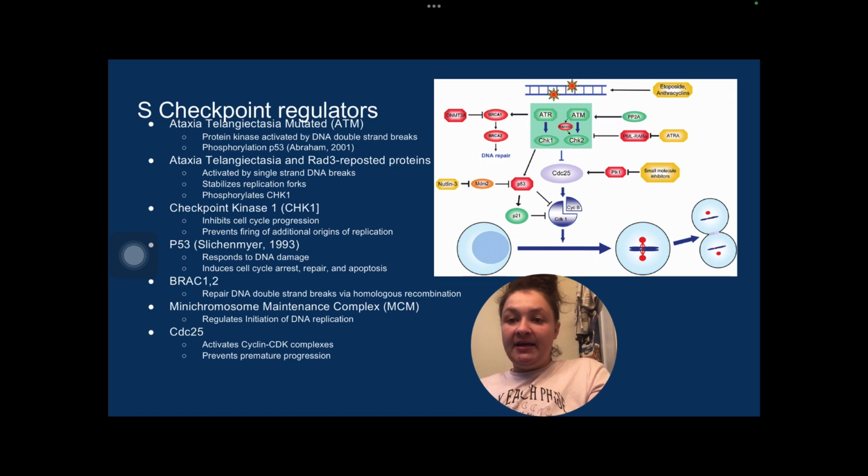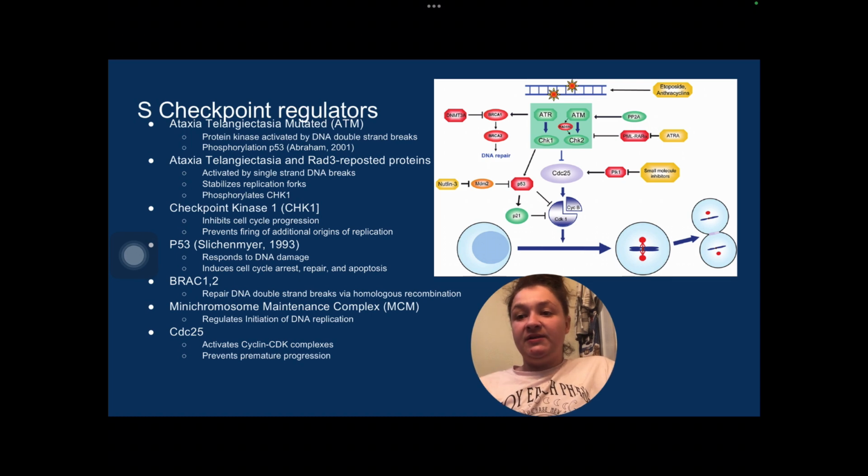CHK1, or checkpoint kinase 1, is a downstream effector of ATR. When activated by ATR, CHK1 phosphorylates and inactivates CDC25A, a phosphatase that promotes the activation of CDK2, which is essential for DNA replication. By inhibiting CDC25A, checkpoint kinase 1, or CHK1, delays the cell cycle, allowing time for DNA repair and replication completion.